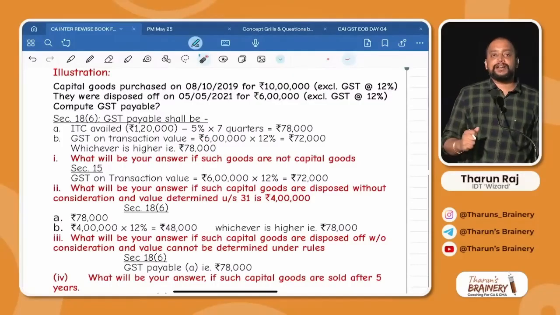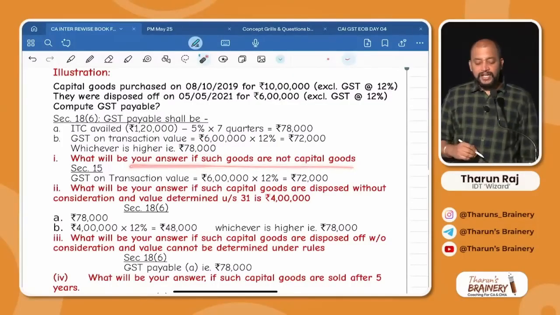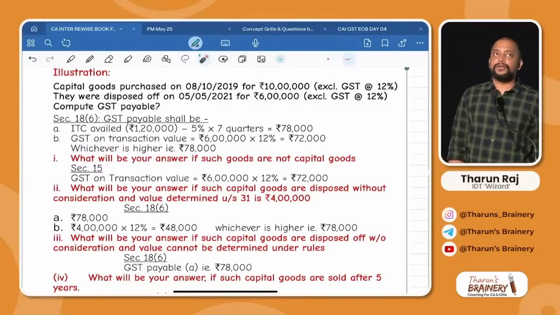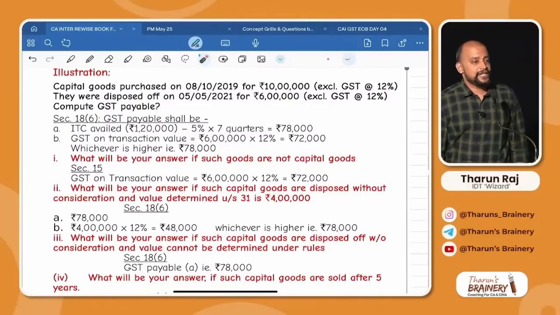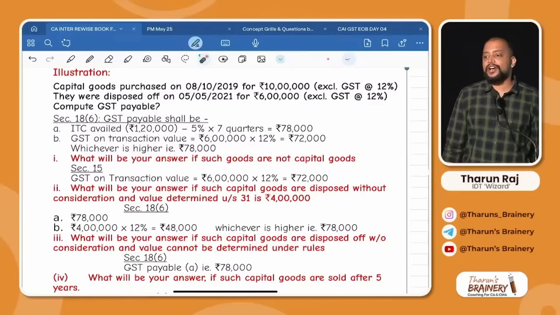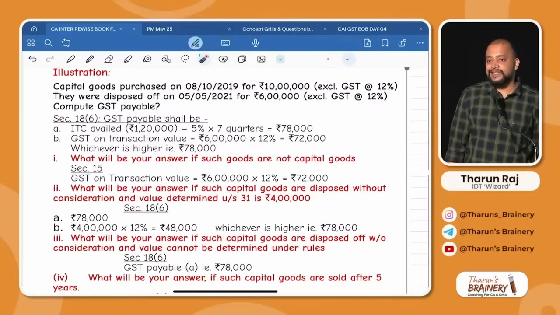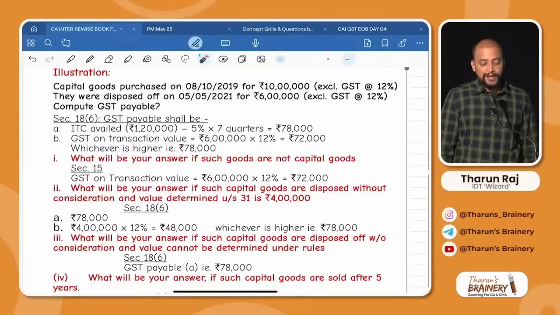Next part. What will be your answer if such goods are not capital goods? If such goods are not capital goods, this section 18(6) will not come. Normally we will pay GST on the sale value. What is the sale value? 6 lakhs. What is the GST rate? 12%. So on that we will pay, that is 72,000 will be the GST payable.